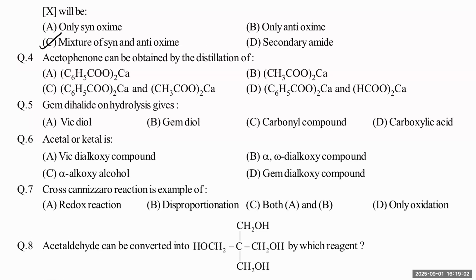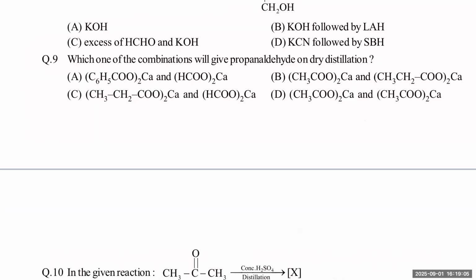Acetophenone can be prepared by distillation of. First, recall the structure of acetophenone: Ph, C double bond O, CH3. This is called acetophenone. Now, if you want this, we need to have two acids. One is Ph C double bond O OH. The other one is CH3COOH. Now, these two acids first have to be converted into calcium salt.